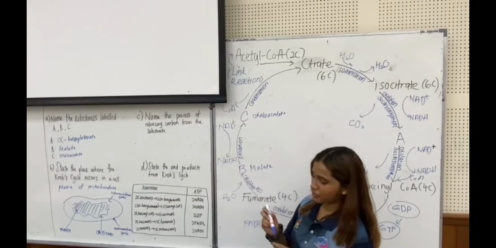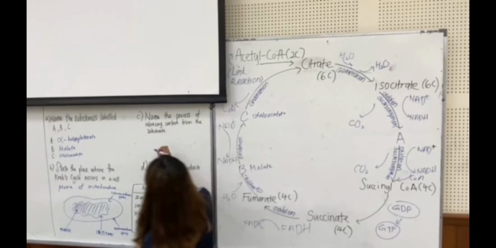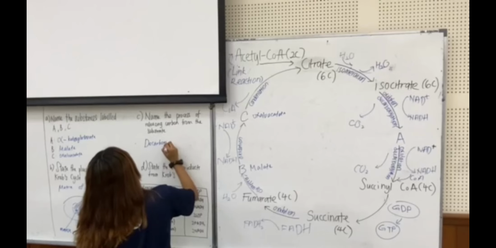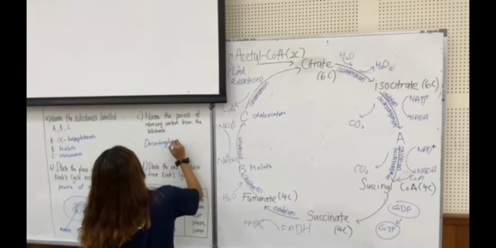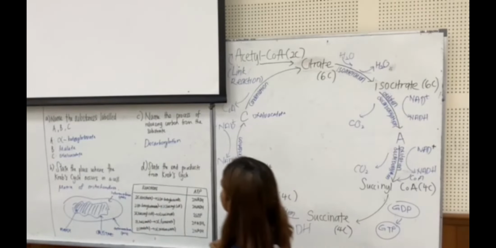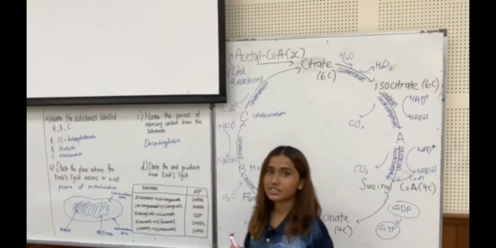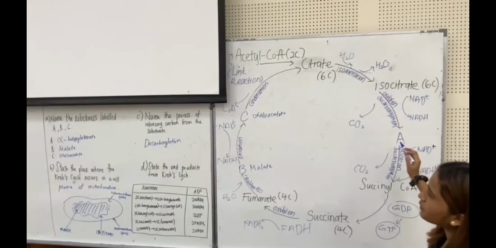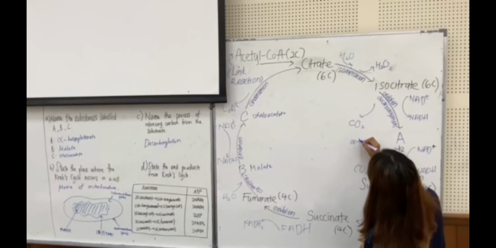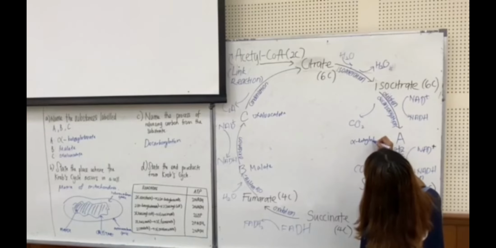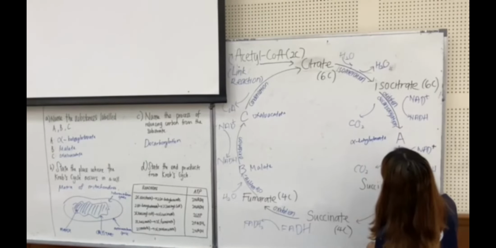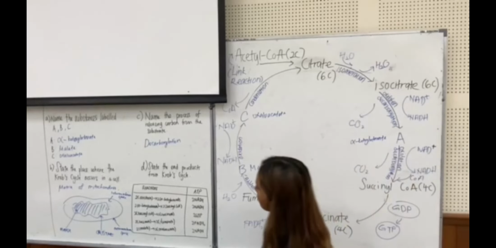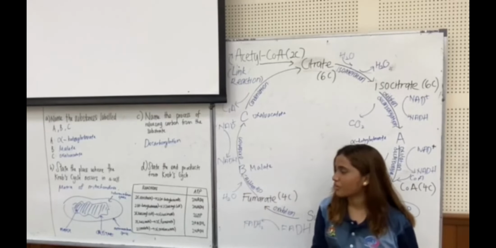So releasing carbon from the substrate, that is decarboxylation. For instance, decarboxylation occurs in the third step of the Krebs cycle, where alpha ketoglutarate undergoes oxidative decarboxylation to become succinate. And the next question is, state the end products from the Krebs cycle.